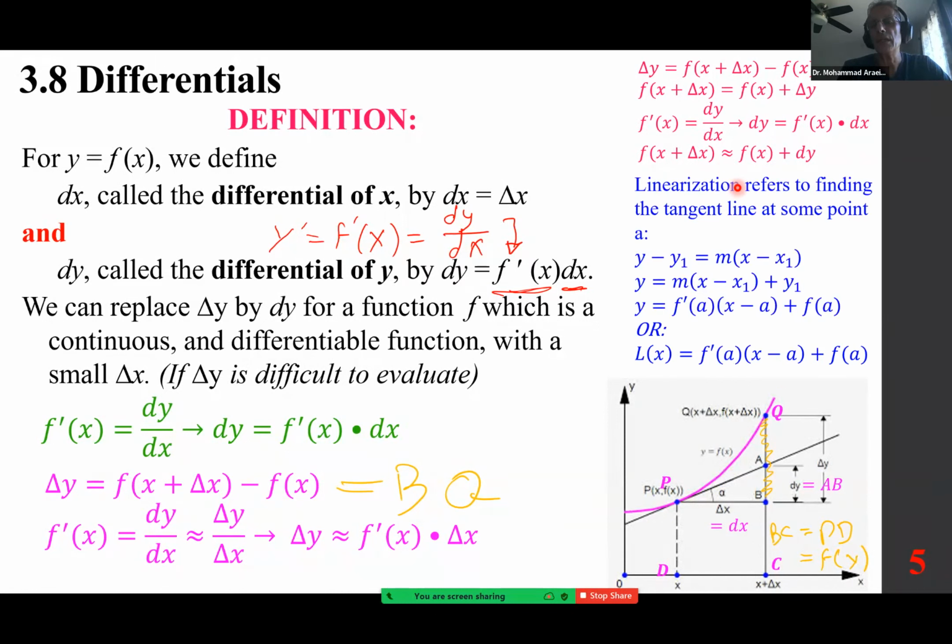The next topic, linearization. What is linearization? Linearization refers to finding the tangent line at some point A. Do we have to memorize all of this? No, just remember the tangent line. Point slope, y minus y1 equals m times x minus x1. So if I move the y1 to the right, and now I'm going to call m f prime of a, x1 is a, y1 is f of a. And now I'm going to change y to L of x. Do you have to memorize this? No, just remember the point slope and it will work out.